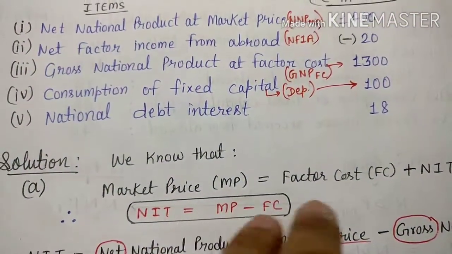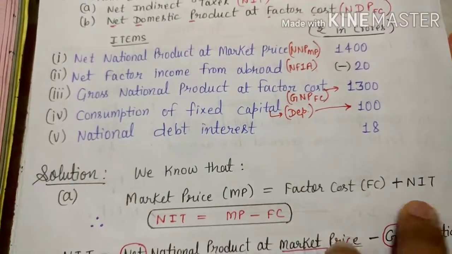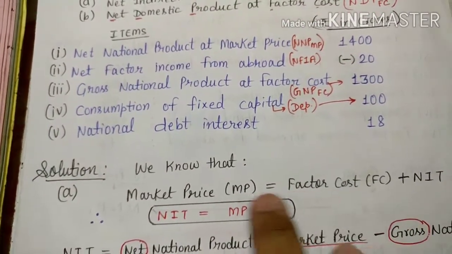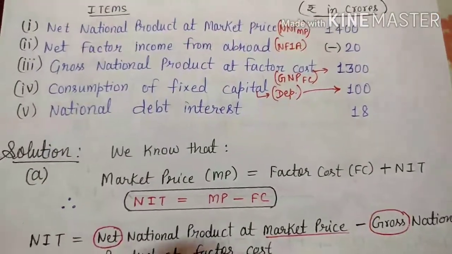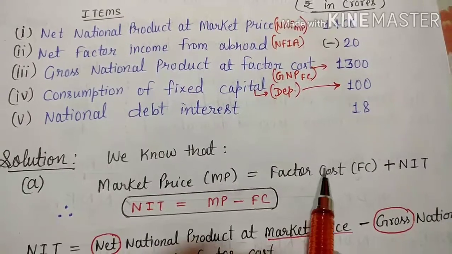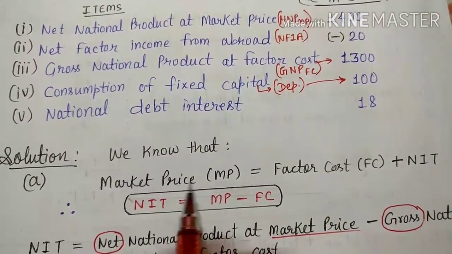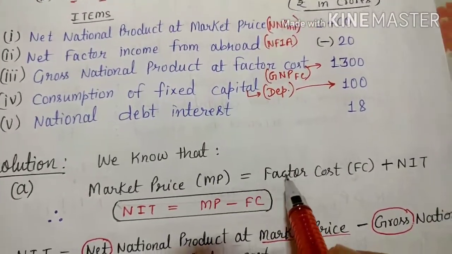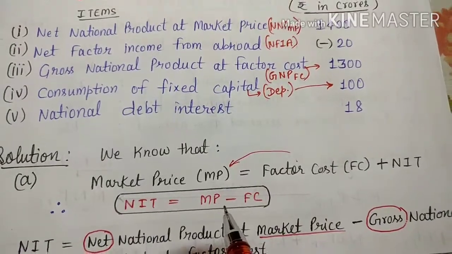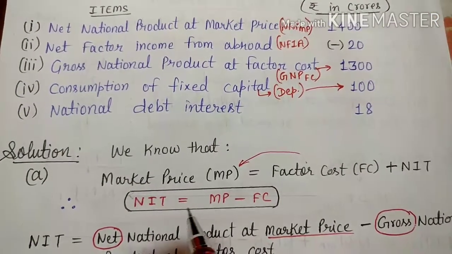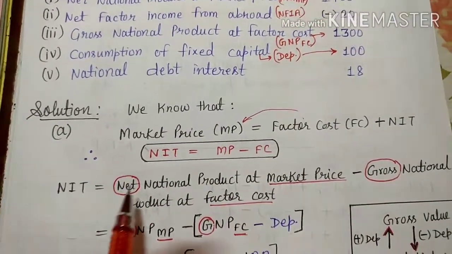So the same thing I have written here. If we have factor cost, how can we find out market price? By adding NIT to factor cost. So from the same formula we can find out the NIT. NIT we will keep here, and we will transfer this factor cost from the right hand side to the left hand side. So it will be subtracted from MP. So MP minus FC becomes NIT, net indirect tax. So this is how we can find it.